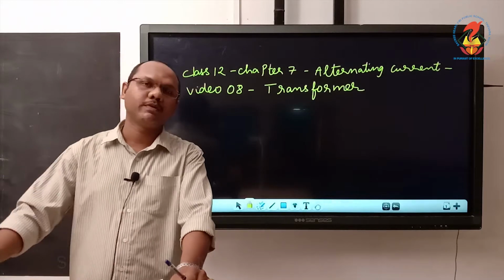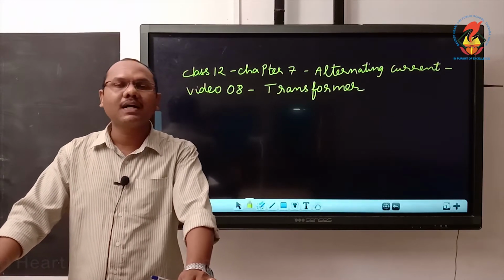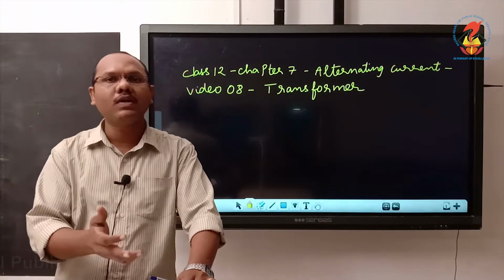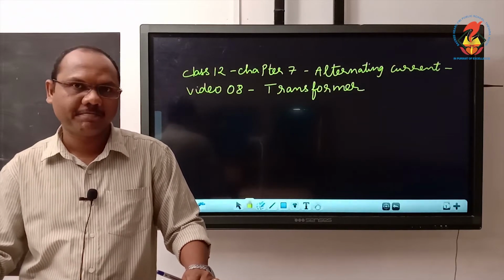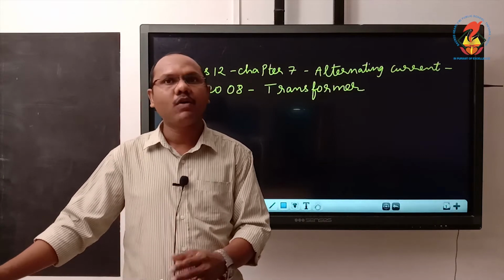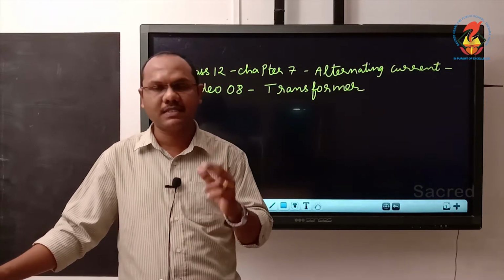What is a transformer? It is a device which is used for converting alternating current from low voltage to high voltage and vice versa. We can convert low voltage to high voltage and also high voltage to low voltage. So that is a device.